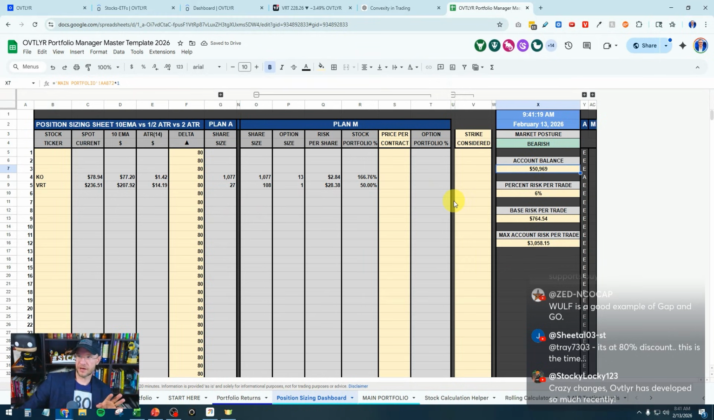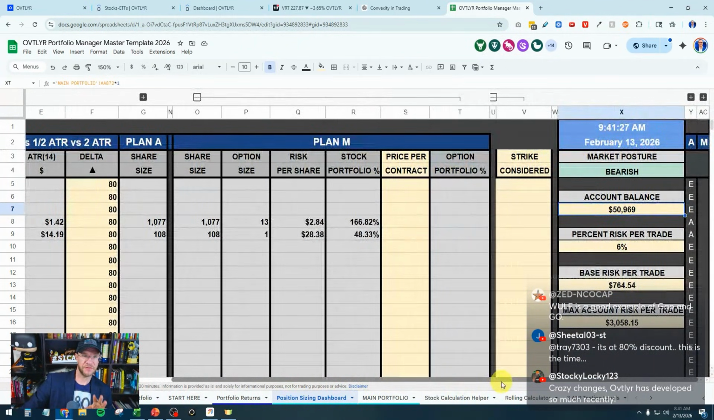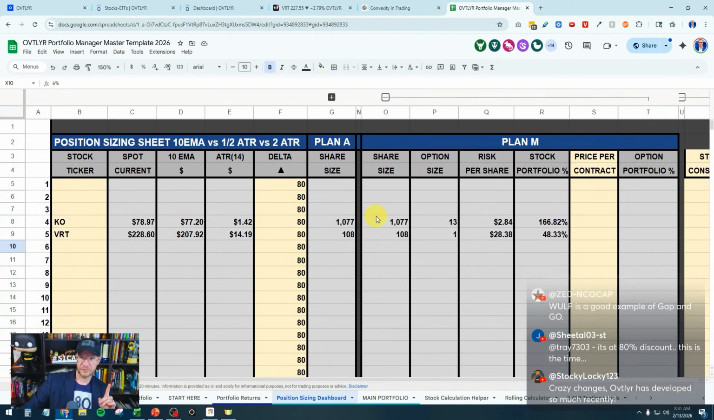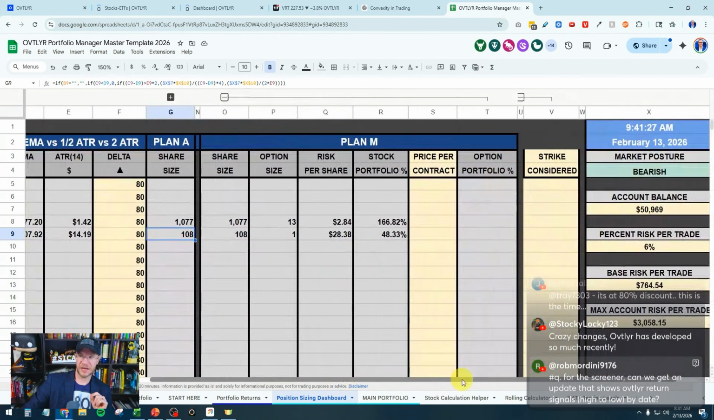So in this account right now, roughly $50,000. Of course, this is our Outlier fund. This is the exact fund that I'm trading in the US Investing Championship. Now you need to assign the risk per trade. I'm going to leave it here at 6% because that's my risk. Don't even think about trading 6%. Between these two, if I took 6% of risk on Coke, I could take a share size of 1,077 shares. On VRT, I could only take a share size of 108.